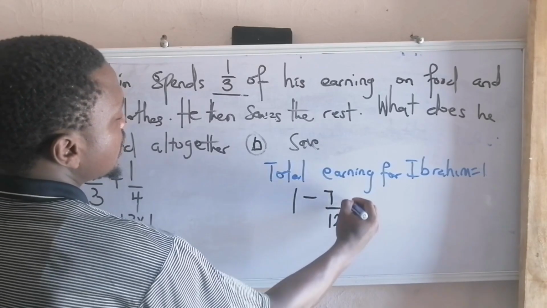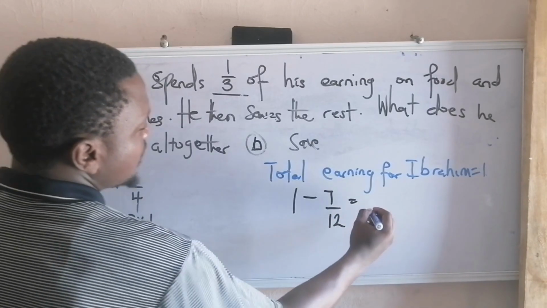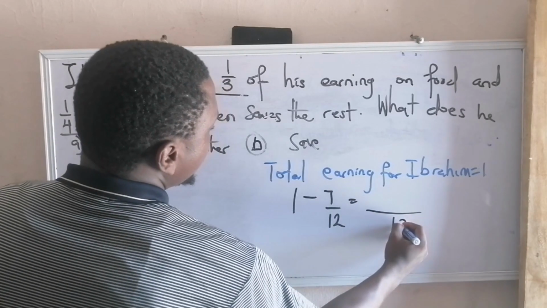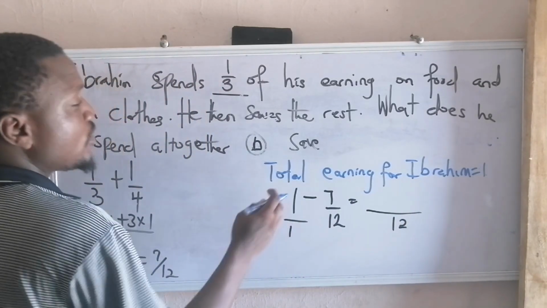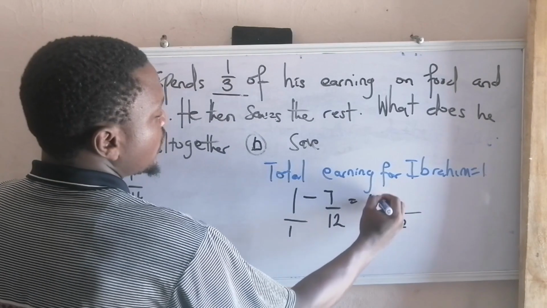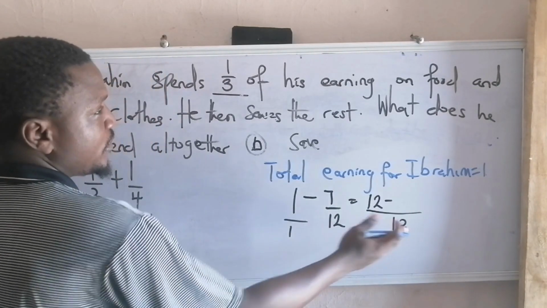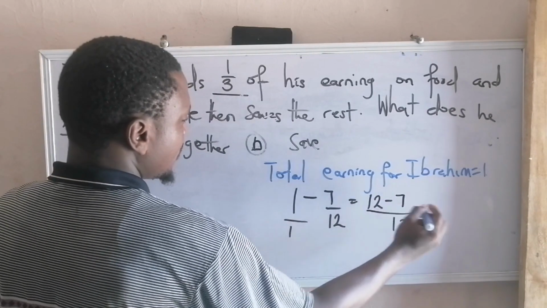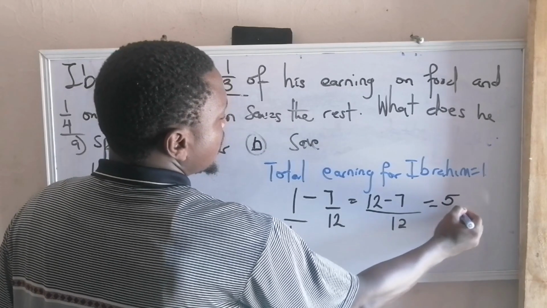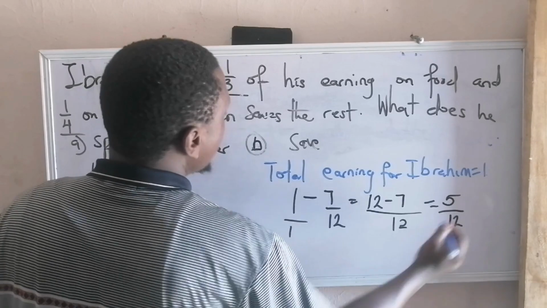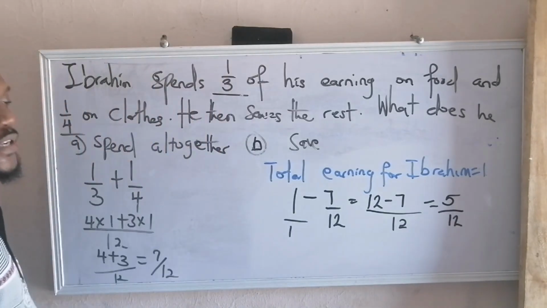The first step is the LCM. The LCM will still be what? You see this 12. So 12 in 1, that will be 12. 12 times 1 is 12. Minus, what is 12 in 12? That will be 1. 1 times 7. So 12 minus 7, that will be 5. So Ibrahim was able to save 5 over 12 of his earnings.